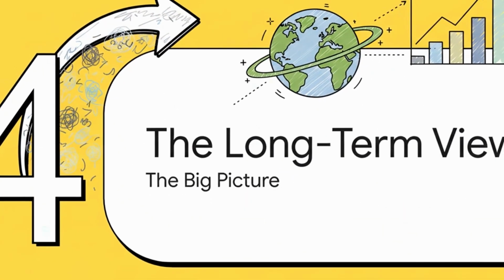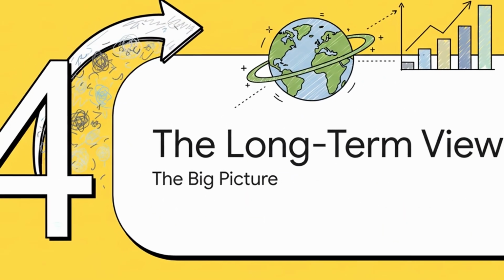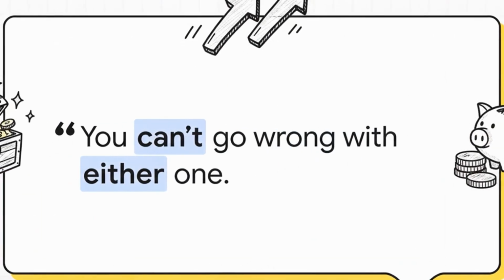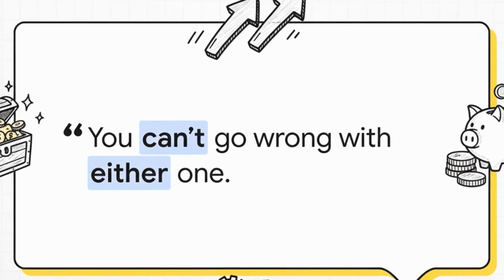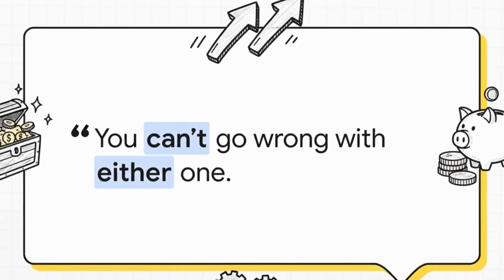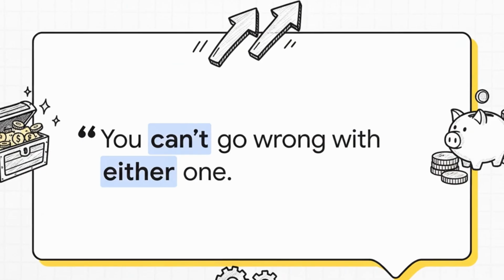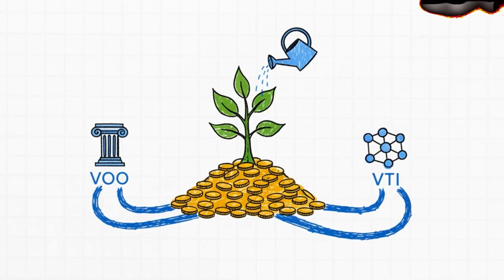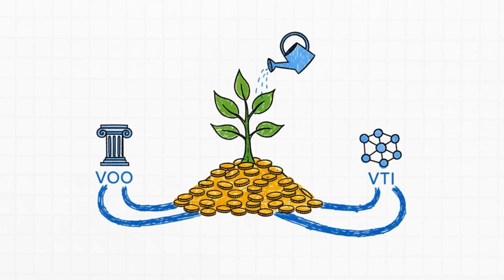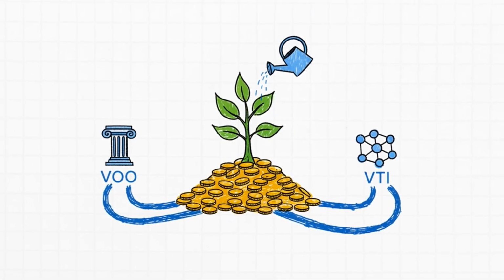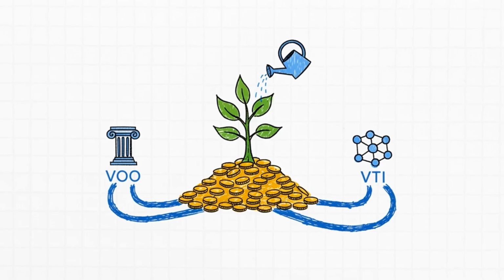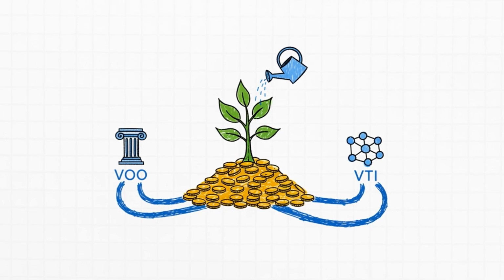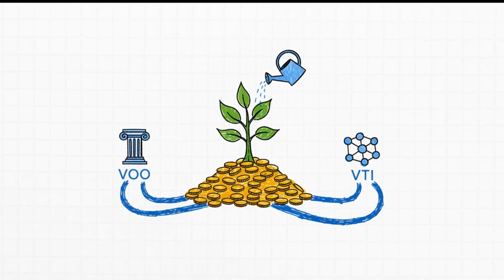Let's just zoom out for a second, because it's so easy to get bogged down in these little details. What's the really big, important takeaway here? If you remember just one thing from all this, let it be this. You really, truly can't go wrong with either one. This is not some high-stakes make-or-break decision. You're choosing between two absolutely world-class options. Look, both of these are just fantastic, low-cost tools for building wealth slowly and steadily over the long haul. Tons of very successful investors own one or the other, or hey, sometimes even both. The most important thing is just to pick one and start investing consistently.